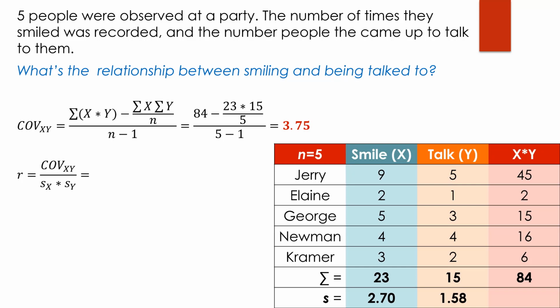So if you've got that number, let's see if you got it right. The correlation coefficient you should have calculated, the R-score, is 0.879. So that is the correlation that you should have got. That is representing how much smiling is related to being talked to. So once we get the correlation coefficient, what we have to do now is interpret what it's telling us about the relationship between smiling and talking.